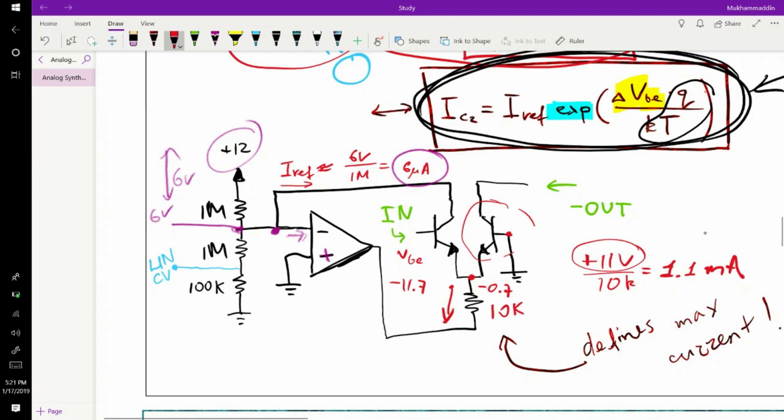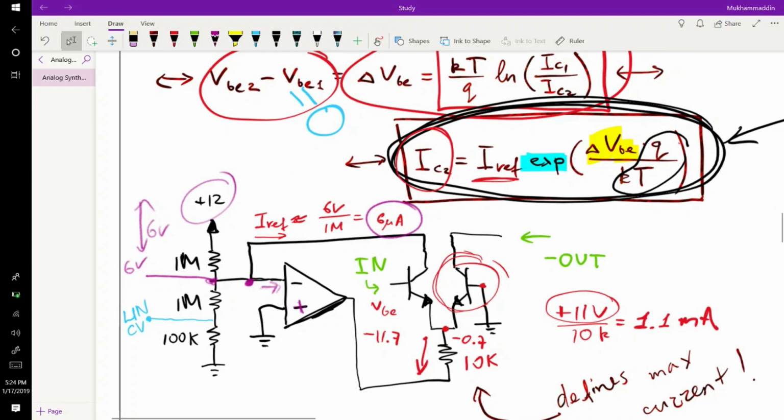Now look, if this resistor was smaller, then there would be 1.1 volt flowing through, 1.1 amp flowing through it. Or if this resistor was larger, so let's say not 10k but 110k, it'll be 0.1 milliamp flowing through this transistor. But we set the limit at 1.1 milliamp. And that 1.1 milliamp will be flowing into this terminal.